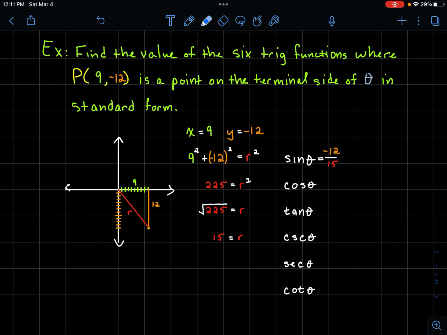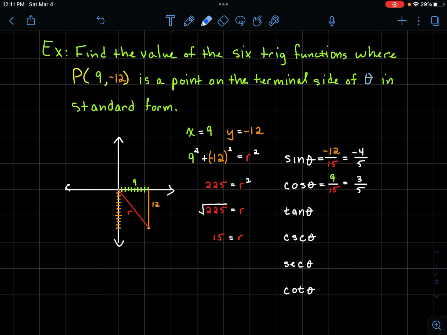The r is 15, so we got negative 12 over 15. And any time that we have a fraction we want to look to simplify, this would simplify to negative 4/5. Cosine, that is the x over the r. So we will have 9 over 15. Simplify the fraction. That gives us 3/5.